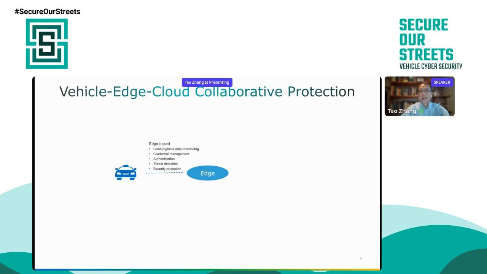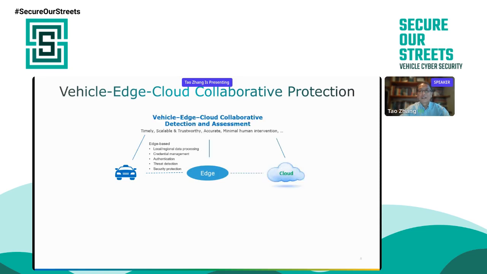for example, and help cars authenticate, providing credentials to the cars, and locally help the car process data, and even become a distributed firewall for traffic coming to the cars. But that's not enough. What is interesting is this continuum of compute capability that will allow the car, the edge, and the cloud to collaborate with each other in detection and assessment, because detecting threats and assessing their risks takes a lot of data and a lot of effort, and it often requires data from multiple cars.